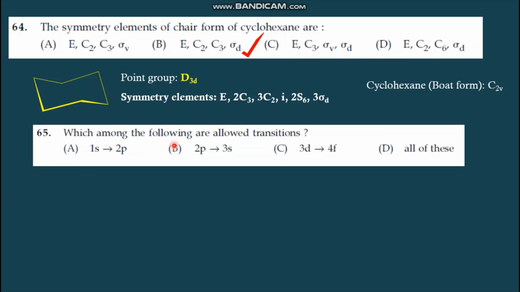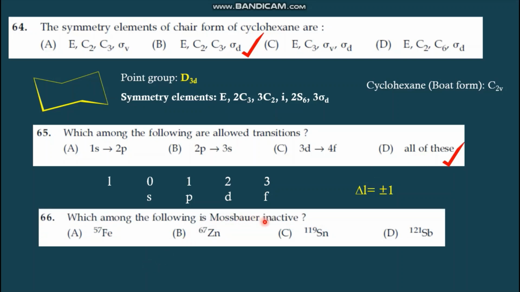Next question, which among the following are allowed transitions? If L value is 0, we have S, 1 means P, 2 means D, 3 means F. And the selection rule is delta L equal to plus or minus 1. So 1s to 2p, it's plus 1, 2p to 3s is minus 1, 3d to 4f is plus 1. So all are allowed transitions.